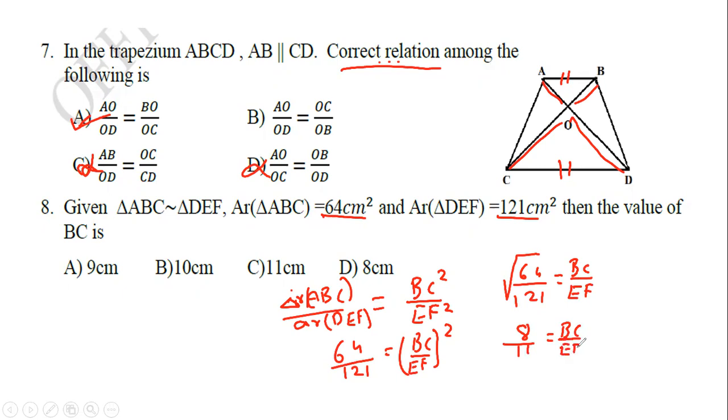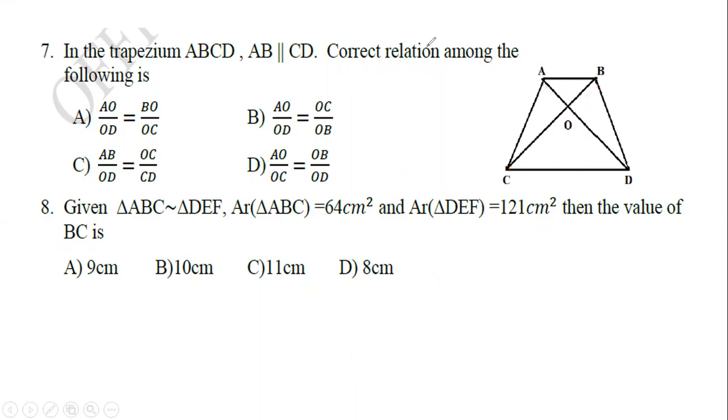But what is the question? Here you need to find out only BC value. So only group BC. So BC is equals to how much? 8 centimeter. So where is the option? Option D, here is the option. So correct option is D, 8 centimeter. Next question.